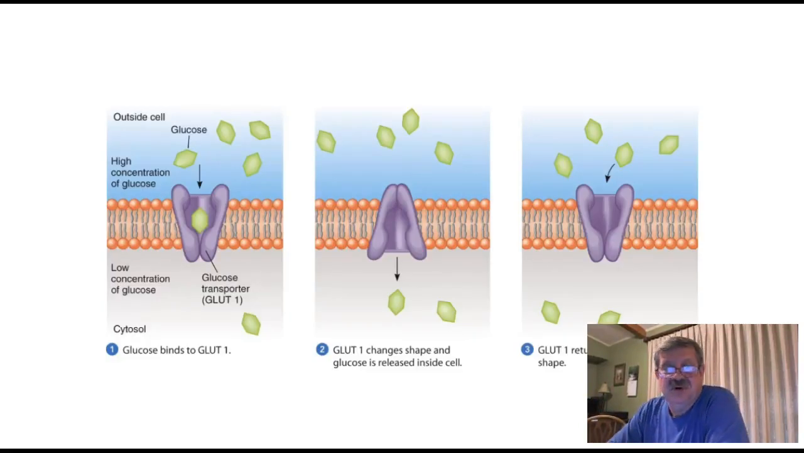So in this diagram right here, we see that there's an abundance of glucose on the outside of the cell. The glucose attaches to a protein. The protein then changes its shape, dropping the glucose off on the inside of the cell. After the glucose is released to the inside of the cell, the transport protein goes back to its original shape. That would be an example of a carrier protein.